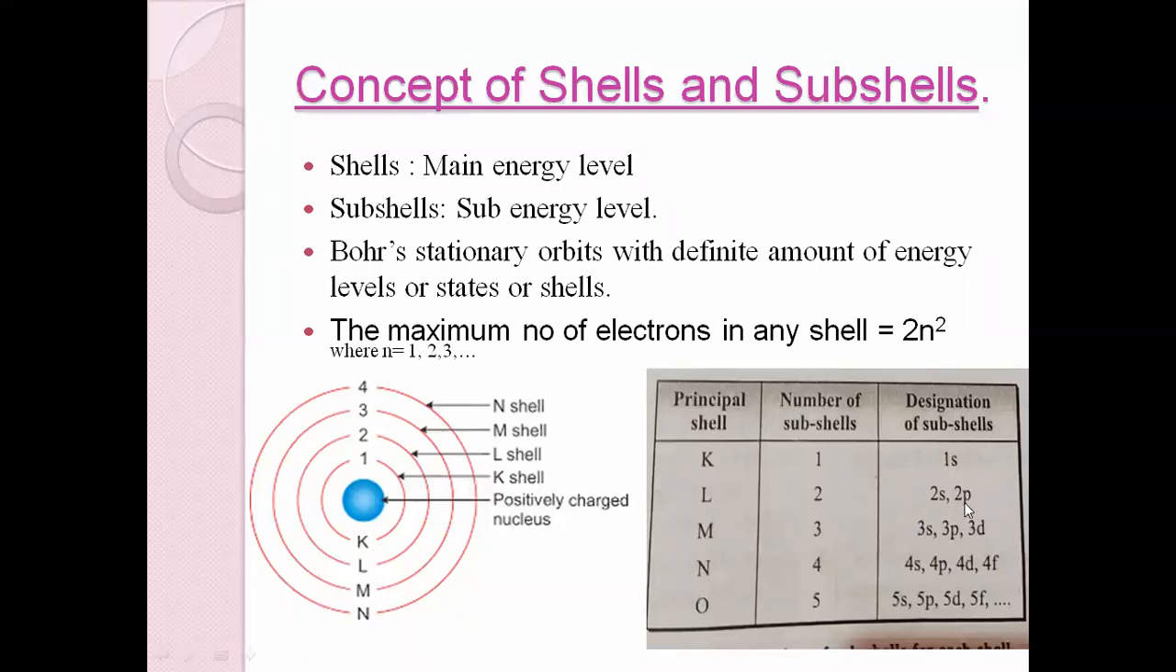Similarly, 2s and 2p belong to the L shell, which is the second main principal shell. This 2 represents it belongs to the second shell. Similarly, going to the third main shell, there is 3s, 3p, 3d subshells. अब ये 3s, 3p, 3d इसमें से जो 3 है, it represents the third main shell, which is M shell. Similarly, N and O.